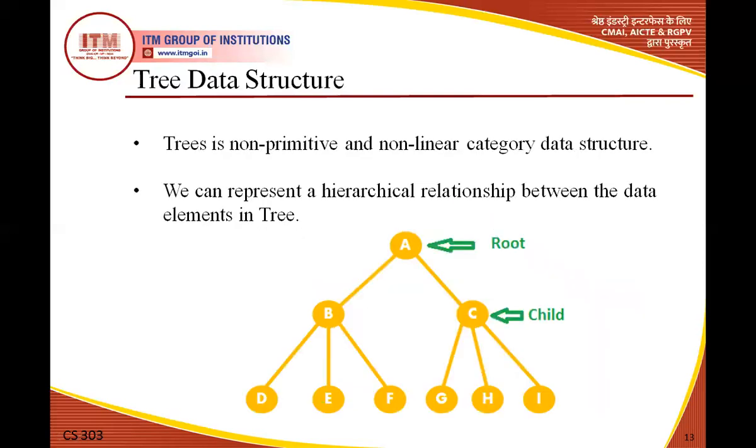And last is the tree data structure. This is also called a non-linear, non-primitive data structure. It comes in this category, and it is a hierarchical relationship between the data elements. Actually, this is a hierarchical relation. Like that, the element at the top is called the root.